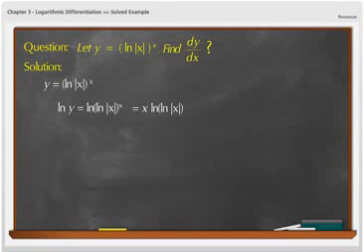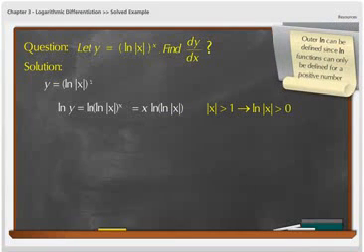Now, in order for this function to be defined, for the outer ln, we need the absolute value of x to be greater than 1. Because if this is the case, that guarantees that ln of the absolute value of x is going to be a positive quantity, which means that the outer ln is going to be defined, because, as you know, the ln function is only defined for positive numbers.